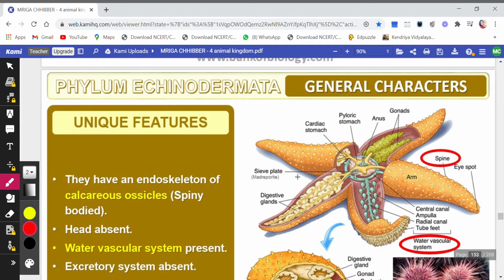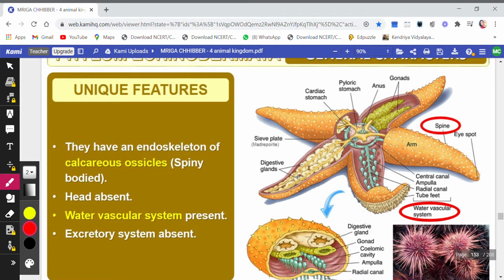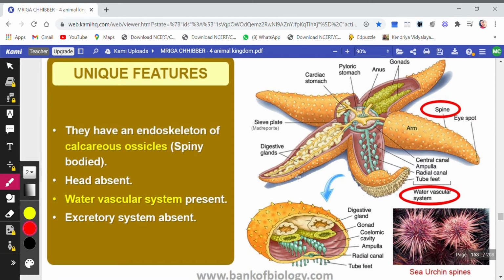Now we come to the unique features. They have an endoskeleton. Here the skeleton is present inside the body. So endoskeleton of calcareous ossicles, okay, that is spiny bodied. So these things give a shape and structure to the organism. So endoskeleton, and they are present inside the body.